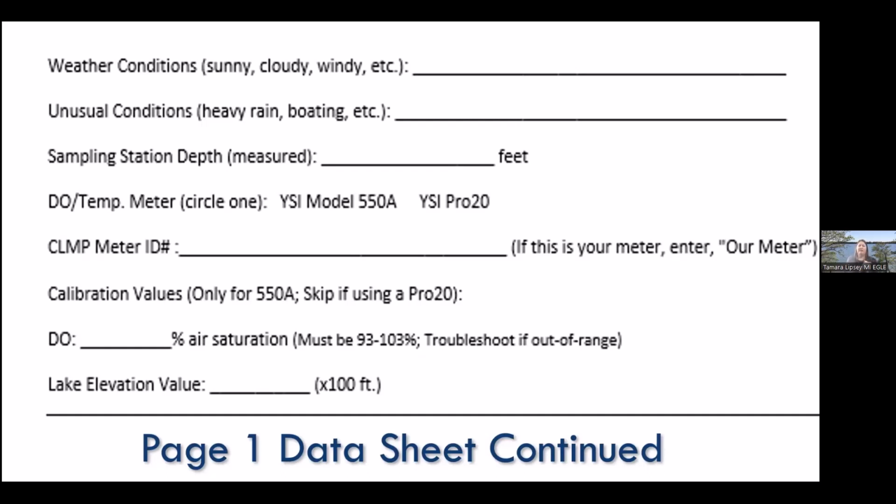For the 550A, we need to make sure that you did all of the calibrations. So we want you to check the percent air saturation, which I noticed the video said was between 93 and 98, but it's actually between 93 and 103. If you can't get this value, you need to troubleshoot and figure out if you need to replace the membrane. And then the lake elevation value. If you have a 550A, I just earlier this morning sent you a list of the elevations for your lakes.